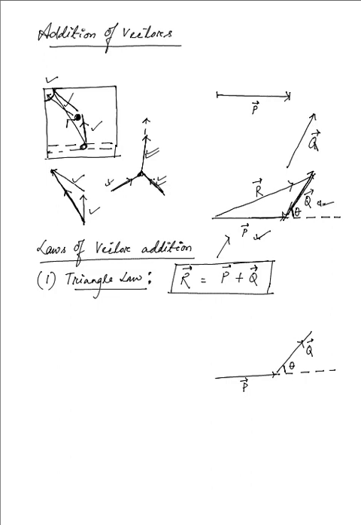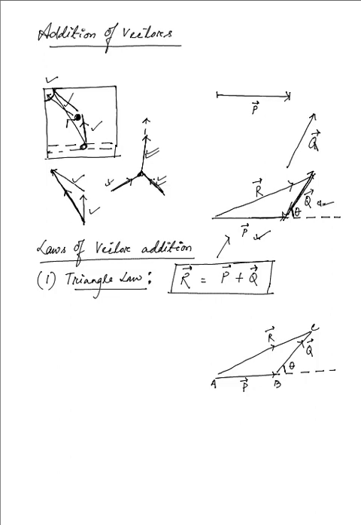Let me name those points. So this is the initiating point, let us say this is some point A. This is some point B, which is the termination point. So AB is the vector P, and this is the C. So BC is the vector Q. So AC, as per the law, gives the resultant vector, that is R vector.